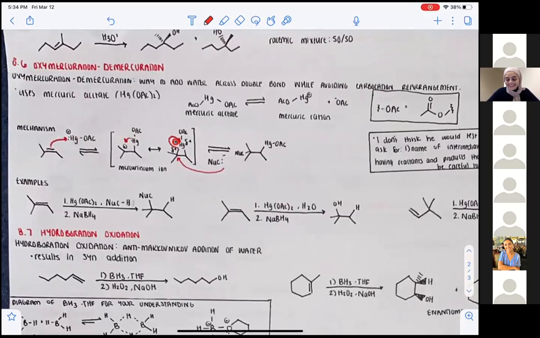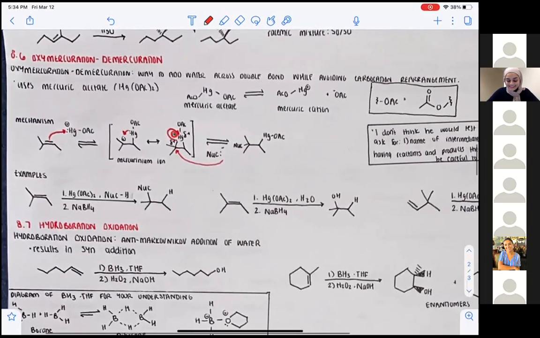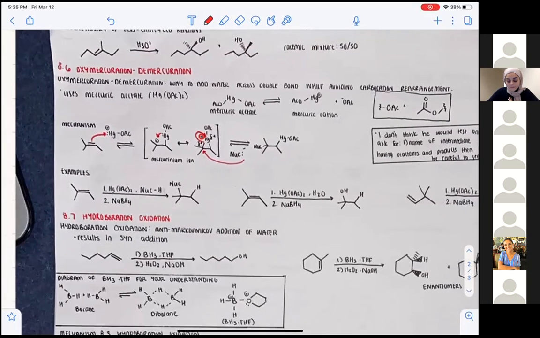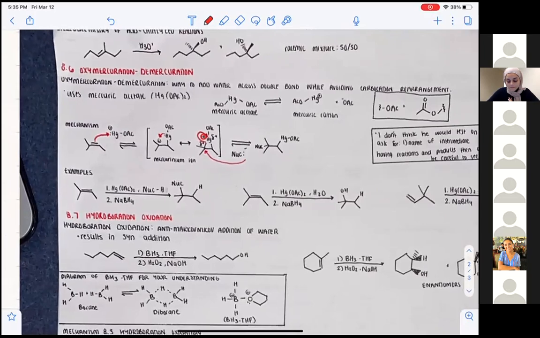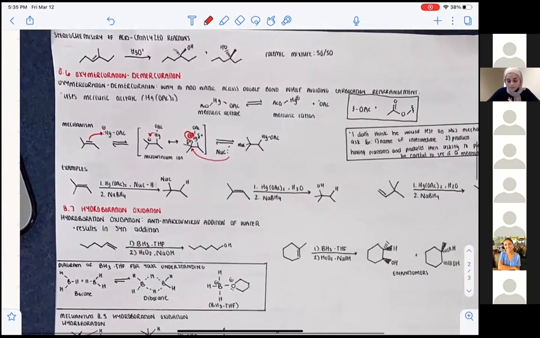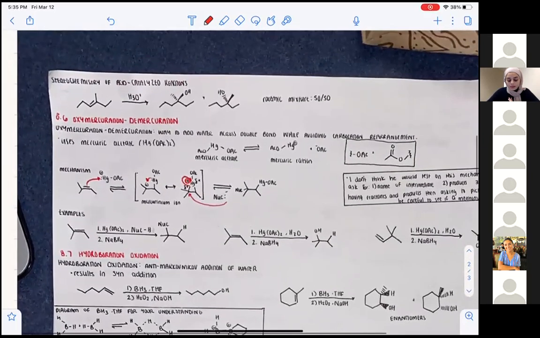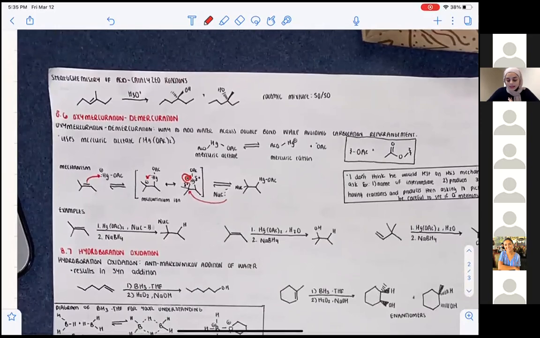For oxymercuration, like you said, if he asks, what's the reagent to get us to the products? Would a good way to distinguish oxymercuration and acid catalyzation be to see if there's any rearrangement? I don't know if you just said it. I know you said something about rearrangements, but how could you tell?